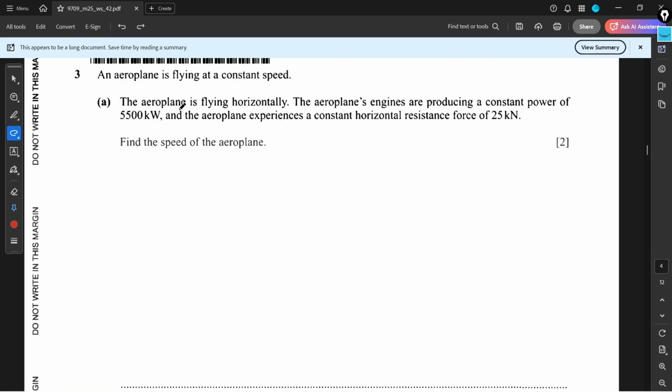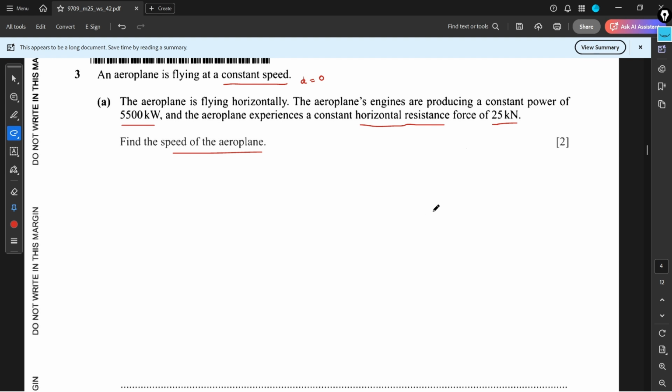Now for the third question, an airplane is given to us which is flying at a constant speed, which means that the value of acceleration is equal to 0. In the first part, the aeroplane is flying horizontally, and the engines of the airplane are producing the constant power of this many watts. And then the aeroplane is also experiencing a constant horizontal resistance of 25 kilonewtons. We are asked to find out the speed of the airplane.